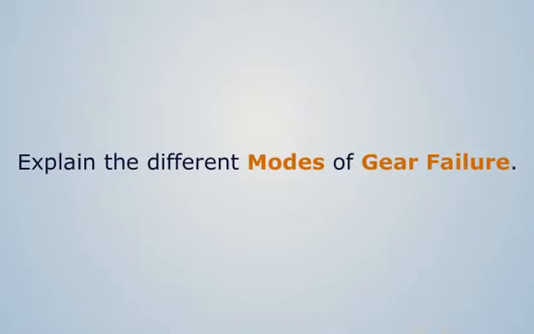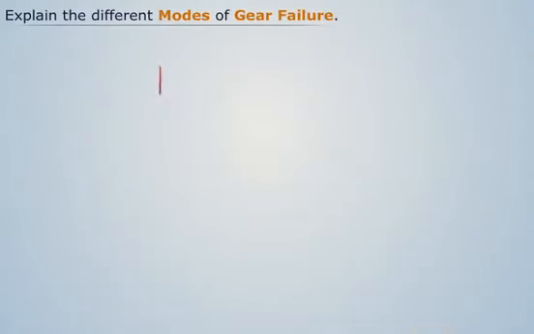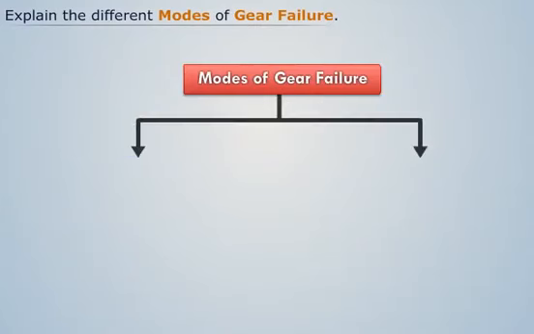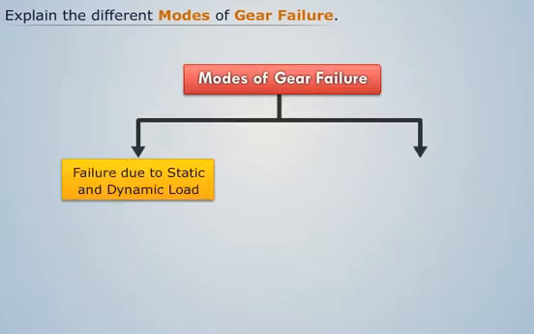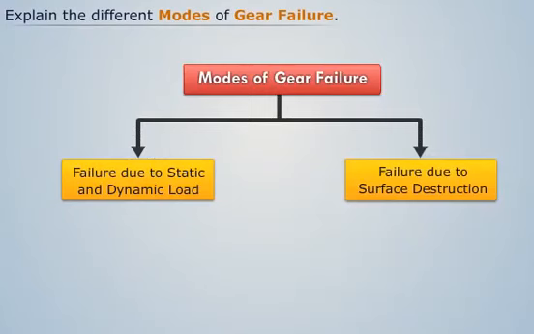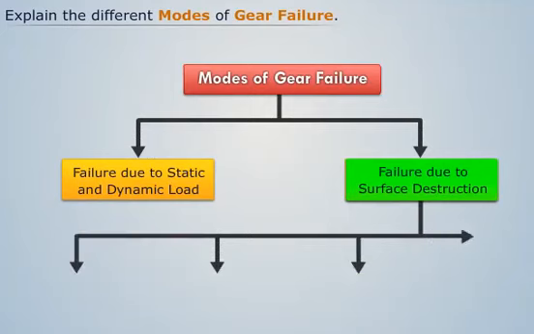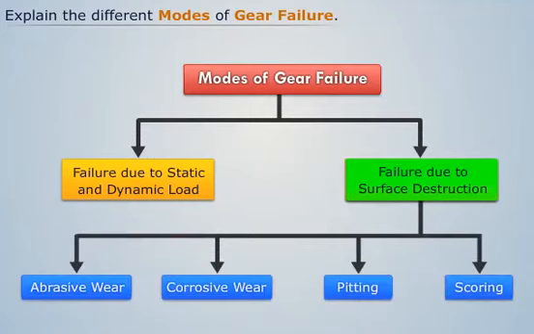Explain the different modes of gear failure. Basically, there are two modes of gear tooth failure. They are failure due to static and dynamic load and failure due to surface destruction. On the basis of the principal causes of surface destruction, failure due to surface destruction is further classified as follows. Now let us discuss each of them.